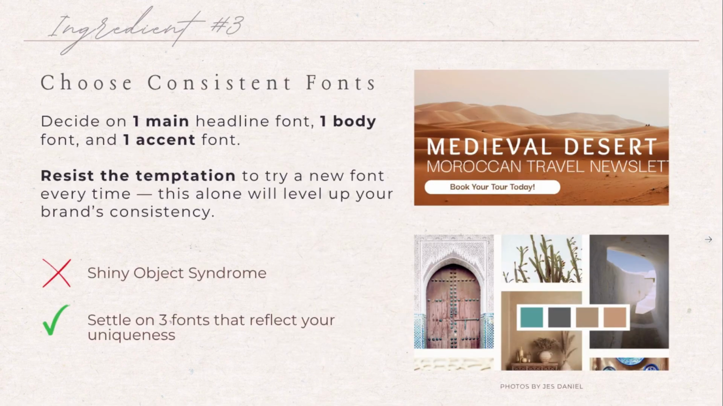Ingredient number 3, choose consistent fonts. So decide on 1 main headline font, 1 body font, and 1 accent font. And resist the temptation to try a new font every time. This alone will level up your brand's consistency. For Medieval Desert Tours, we settled on 2 fonts actually. So we have this font right here, and then this font right here is actually the exact same as this one. It's just one is in all caps.